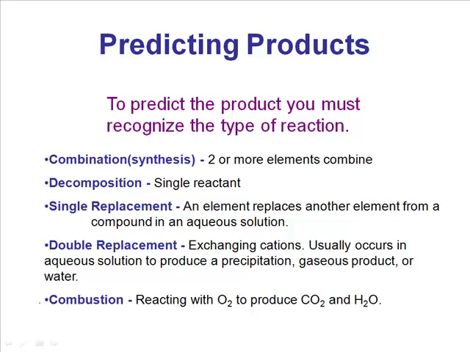in aqueous solutions. A double replacement, which also happens in aqueous solutions, is where there's an exchange of ions. Cations are exchanged and also anions. Usually occurs in aqueous solutions, and the products are either a precipitate, a gaseous product, or even water. Combustion reactions have to do with the reaction of oxygen. Okay? And when we combust a hydrocarbon, the products are usually carbon dioxide and water.